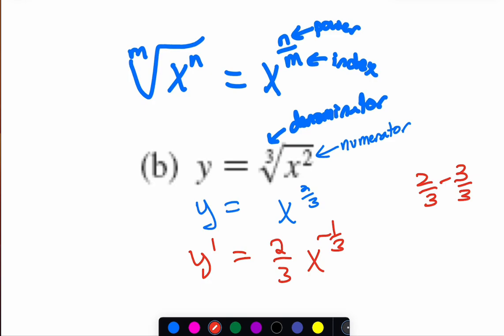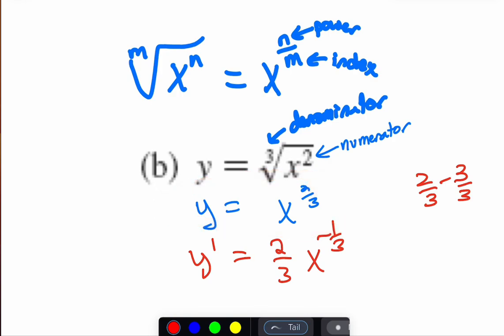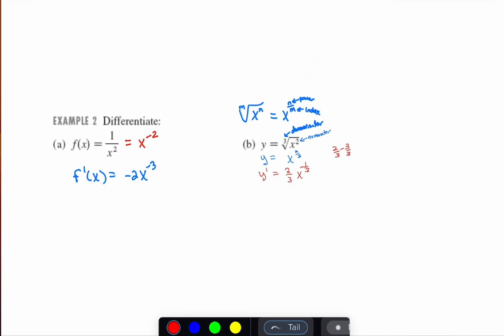Okay, so the rule is: rewrite as a power function when possible. Use your power function rule. Power drops down in front, power goes down by 1. Everybody okay with that? Okay.